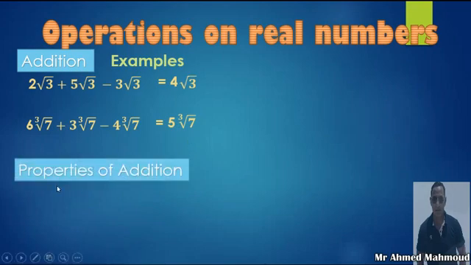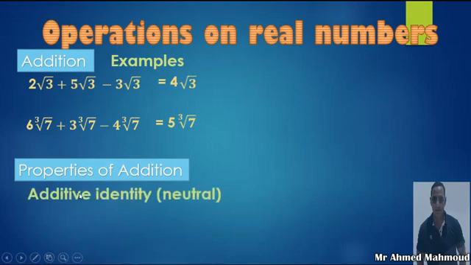Now we have the properties of addition. The first property is called the additive identity or additive neutral, and this is a constant number which is 0. Okay, we studied before in the 6th primary and first prep the additive neutral or the additive identity which is 0. What does it mean? It means that if we add any number to 0, the result doesn't change like this. If we have 2 root 3, for example, plus 0 equals 2 root 3 without change as it is.